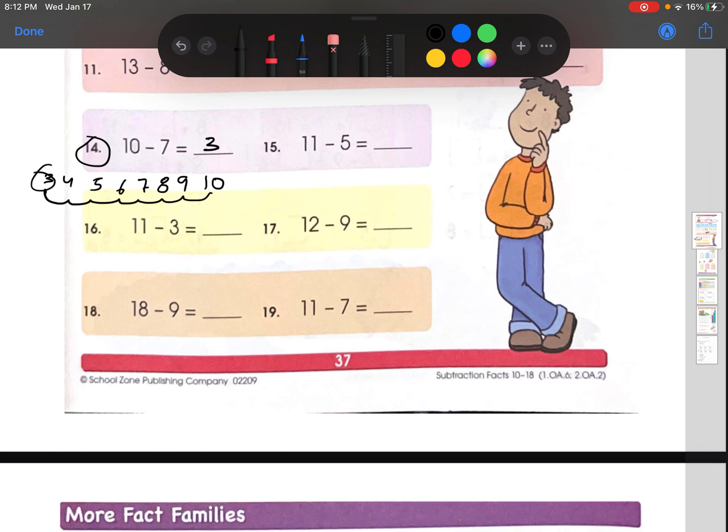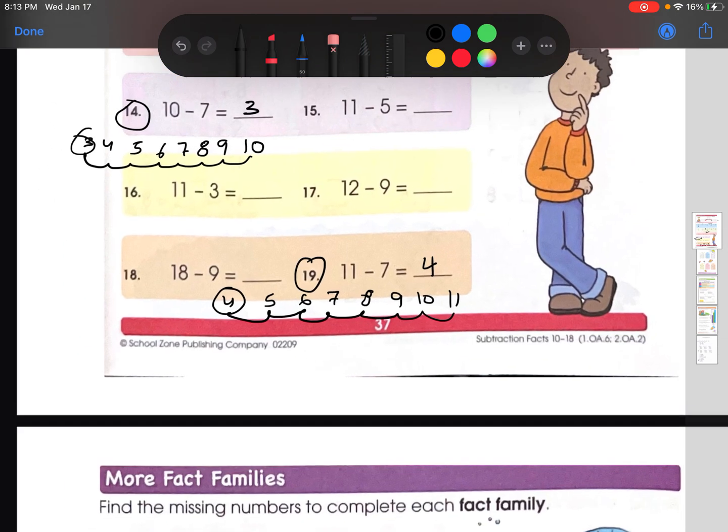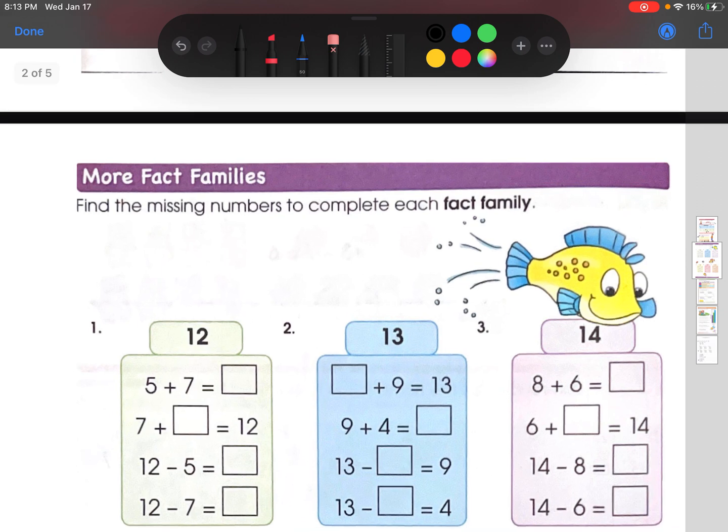Let's do the last question, number 19. 11 minus 7, so you start from 11 and you go 1, 2, 3, 4, 5, 6, 7. You count 10, 9, 8, 7, 6, 5, 4. Boom. 4 is your answer. It's really simple. You guys got it.